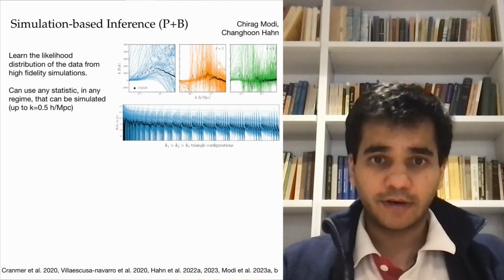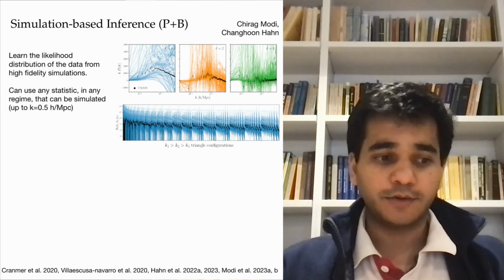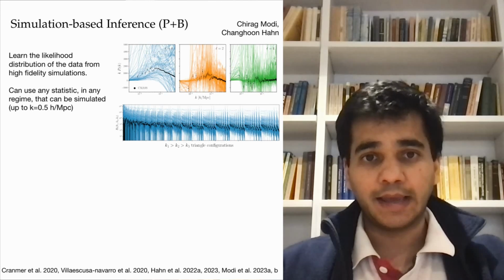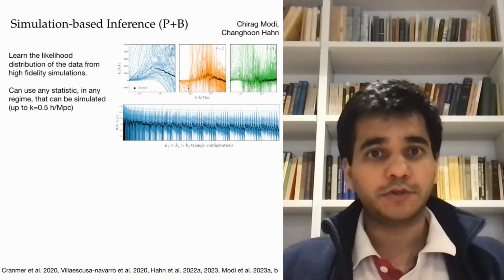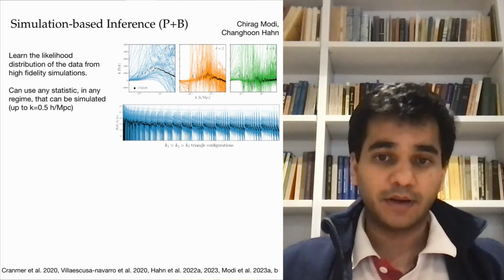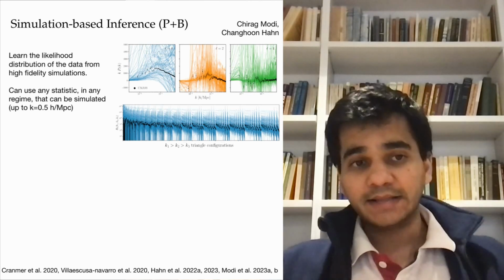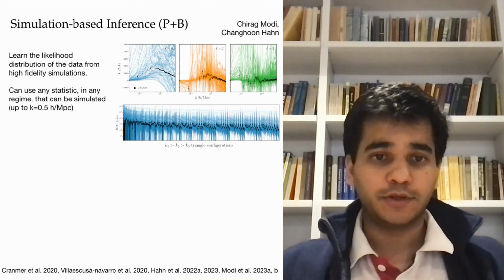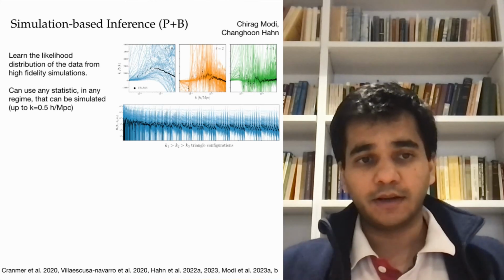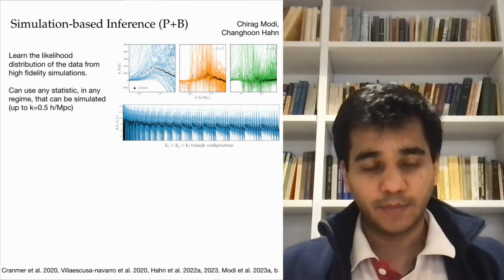Simulation-based inference has become increasingly popular in cosmology because it does not rely on making any assumptions about what the distribution of your data looks like. For example, it doesn't rely on whether your data is Gaussian with some known covariance or not. Instead, it tries to learn the likelihood distribution of the data directly from high-fidelity simulations using neural density estimators.